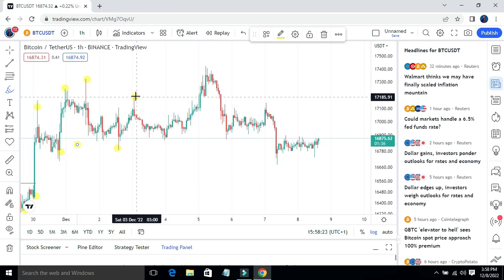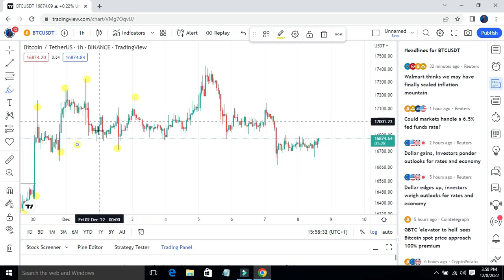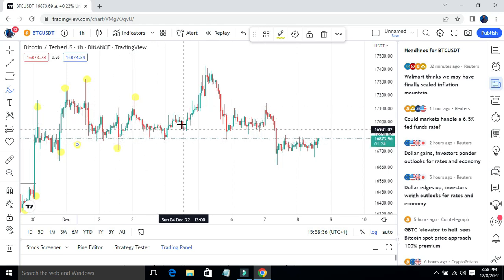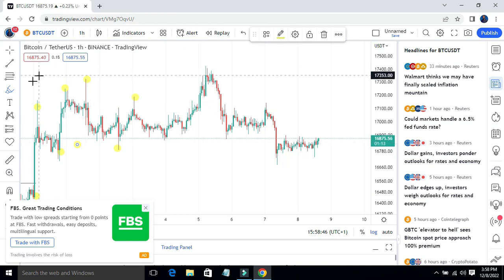Okay, so after the change of character, you can now say that the market was not able to print higher highs again, so it's now going in a range. Remember we talked about the ranging market: it's neither going up nor going down. So after that, we kind of have a breakout in a high.